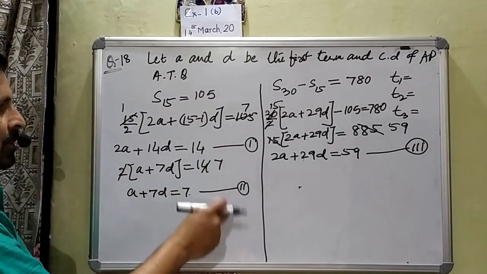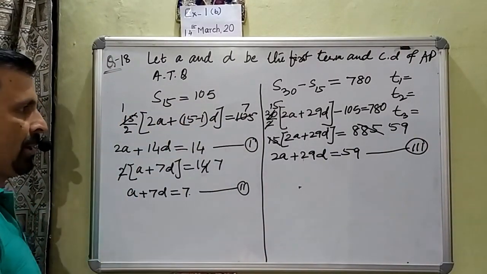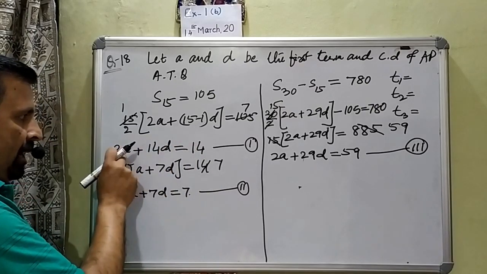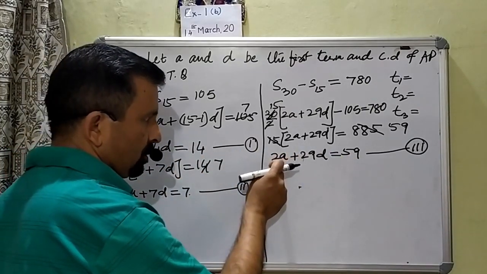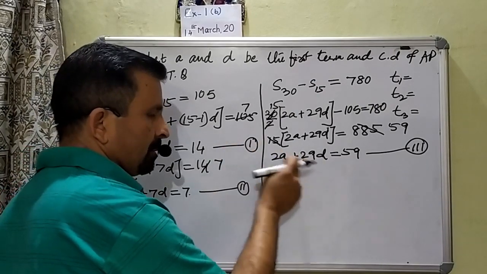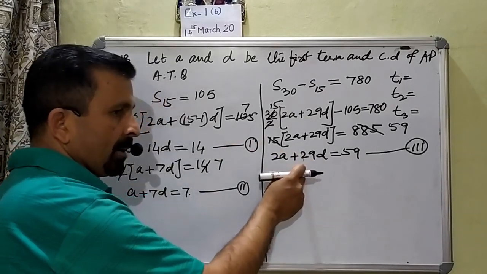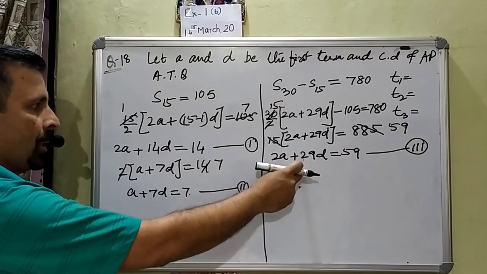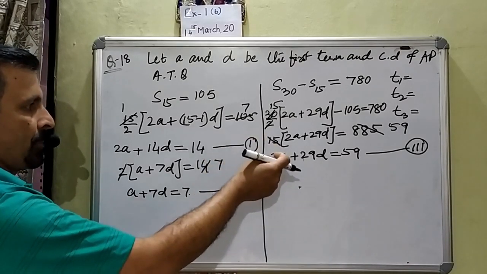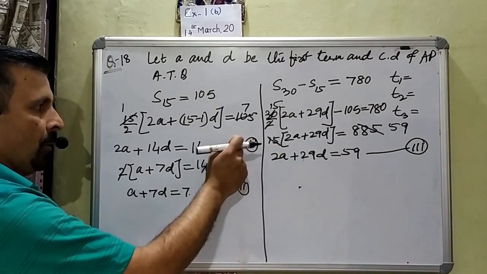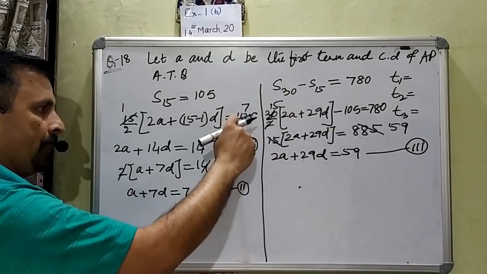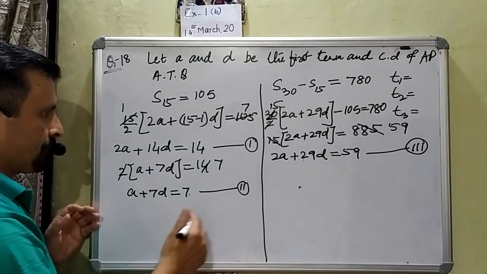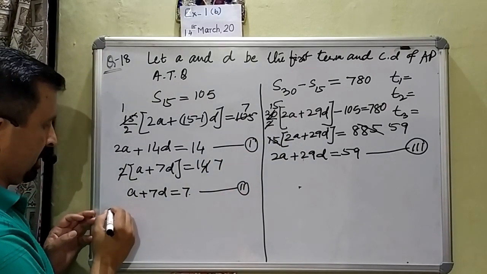Now I will explain why I named the other equation as equation number 1. Because in this equation we have the coefficient of a as 2, and in this equation also we have the coefficient of a equal to 2. Therefore, we can use the elimination method of solving it and finding the value of a and d. So now we are going to subtract equation number 1 from 3 or 3 from 1 in order to find the value of d.